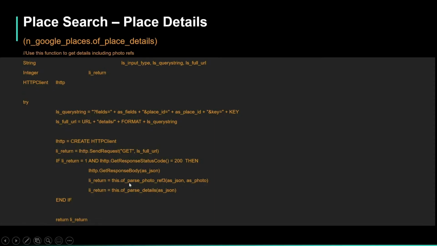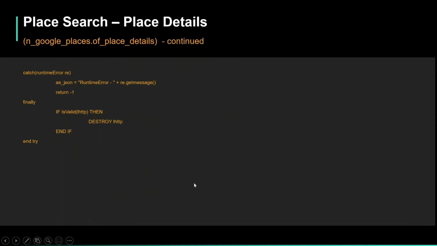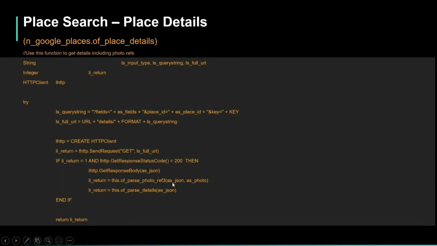So first we do this OF parse photo 3, photo ref 3. I did a few different versions of this parse routine. So this is the photo 3, or reference 3 is the last one. There's another one that I used for the object that is slightly different if you do it from the find instead of the details, so it has to be parsed differently. But in this case, we passed the JSON by value because we don't want it manipulated.